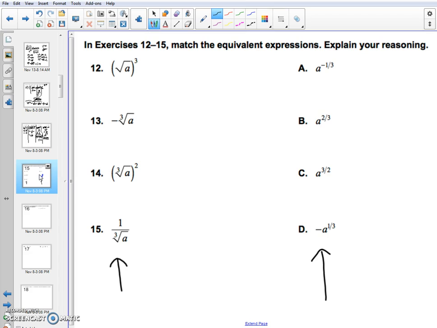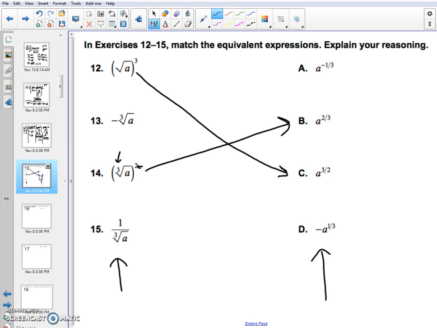Okay, so let's see how you did. So when I look at number 12, my power is 3 and my root is 2 because it's a square root. So that one has to be C. My power is 3, my root is 2. When I look at 14 then, 14 is just the opposite. My power is 2, but my root is 3. So that one has to be B.